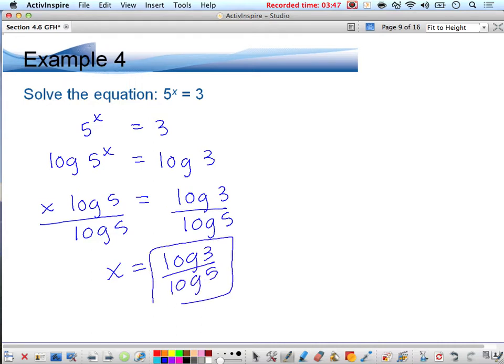Now, if I ask for the exact answer, you are done. That is called the exact answer. There is no error in that. But if I want you to approximate, I will tell you how many decimal places to round to. Type that into your calculator and give that to me to 4 decimal places. The log of 3 divided by the log of 5.